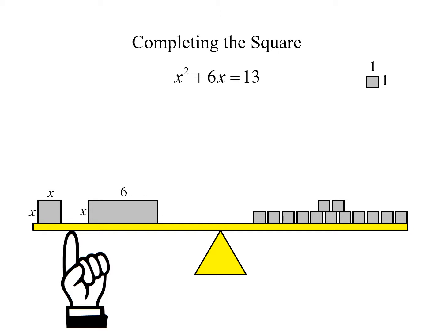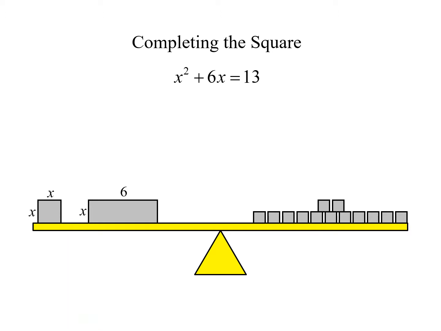I'll also get rid of that little one on the top right of this slide. So that's what it looks like: x squared plus 6x equals 13. Both sides of the equation are represented by these shapes, these squares and that rectangle. Okay, next step. I broke this rectangle right in half. There used to be a 6 there, now it's 2 rectangles, and I'll separate them a little so you can see them. The scale is still balanced.